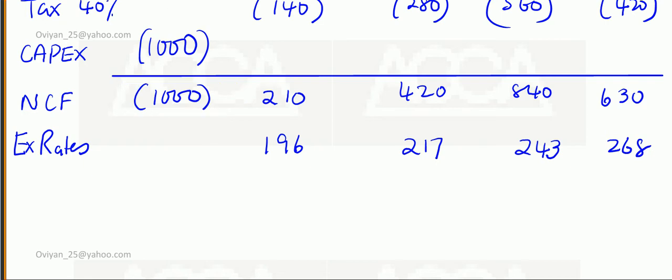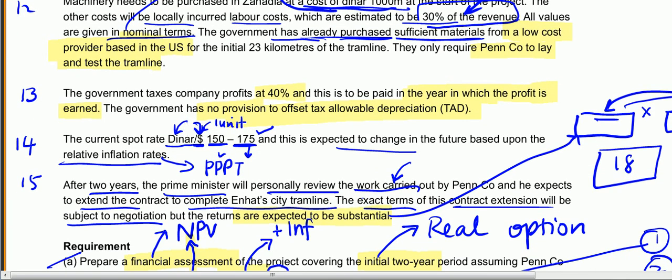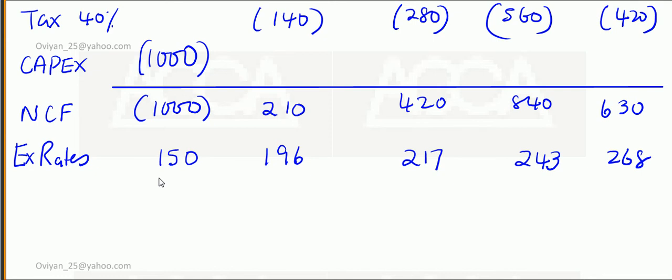1,000 is an outflow. Now if that is an outflow, what you must remember here is that this is going to be 150. Why is that 150? Because for you it's going to be in payment terms. You are going to make that payment. Because you're going to make that payment, you have to take the low rate. Buy low. You're going to buy dinar at 150.